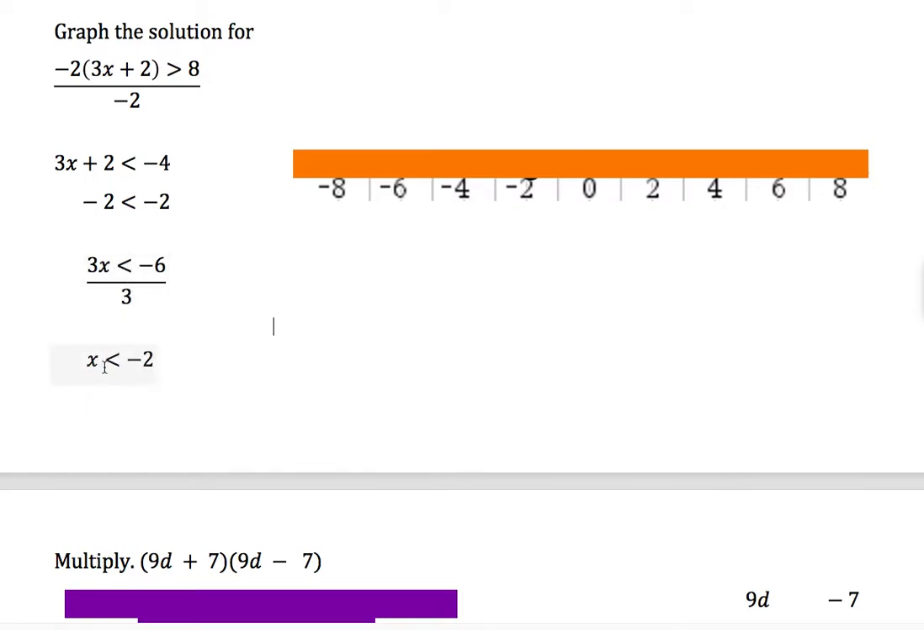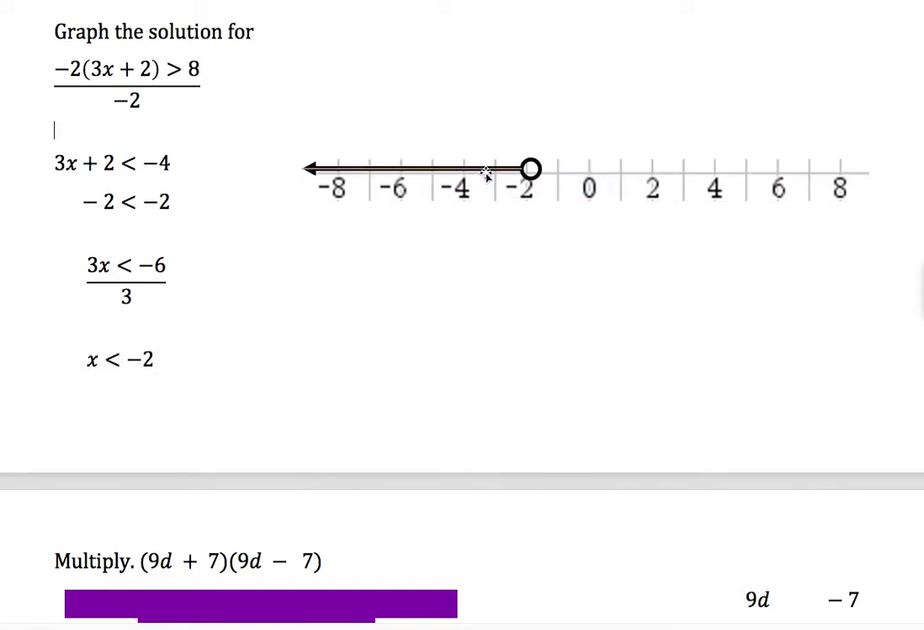So this just says that x is less than -2, and so on our inequality, we have this little open circle at -2 because we don't have the equals line here. And then x is less than -2, so the x has to be somewhere down here.